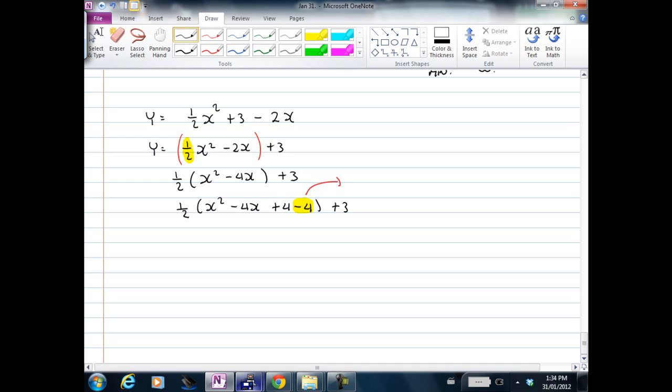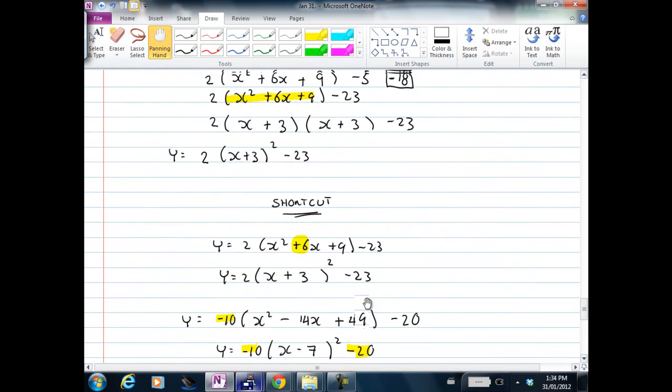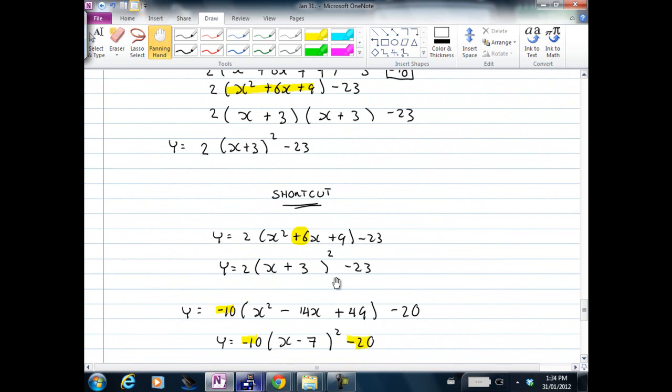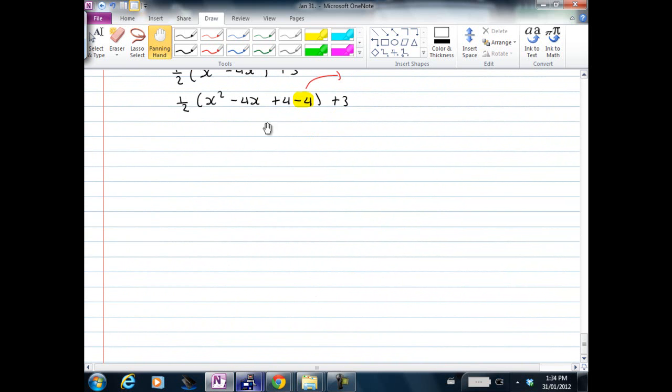Nope. You've got to multiply this negative 4 with whatever number's in front. What's the number in front of the bracket? No, you're multiplying. So go back to my notes. Where is it? Right here. Bring out the negative square by multiplying. So this now becomes 1/2 x squared minus 4x plus 4 plus 3.